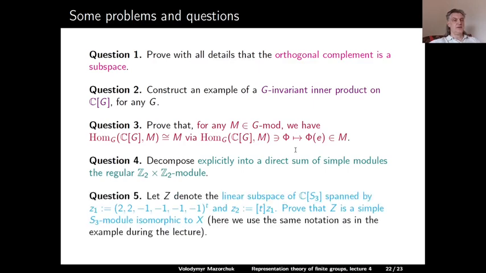Question 5. Let Z denote the linear subspace of the left regular S3 module spanned by the element Z1, which is the vector 2, 2, minus 1, minus 1, minus 1, minus 1, and the element Z2, which is the image of Z1 under T. Prove that Z is a simple S3 module isomorphic to X. Here we use the same notation as in our S3 example during the lecture.